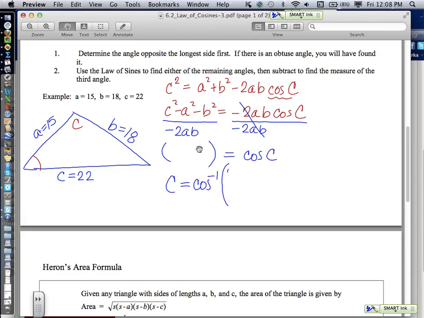So C equals arc cosine of, now I'm going to fill in my values. C squared is 22 squared minus A squared, which is 15 squared, minus 18 squared, and then divide by negative 2 times 15 times 18, making sure to put parentheses around that denominator and your numerator, so you make sure you're dividing that whole numerator by that whole denominator. So does anyone have an answer for angle C?